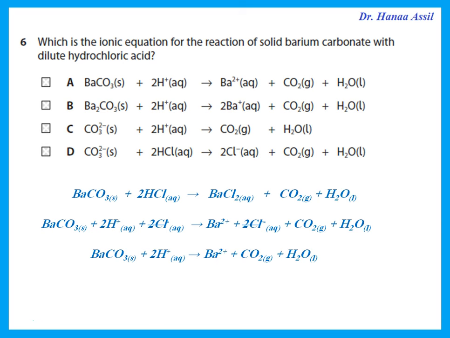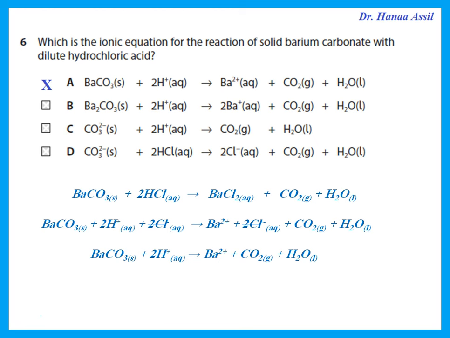HCl is aqueous. Of course, after balancing, you have 2H plus and 2Cl minus. The barium chloride is aqueous. That's barium 2 plus and 2 of the chloride ions. Carbon dioxide is a gas. Water is a liquid. You do not ionize solid, liquid, or gas. Now you cancel whatever is the same on both sides of the arrow, and that means I am left with this equation, which is the same as that in A.